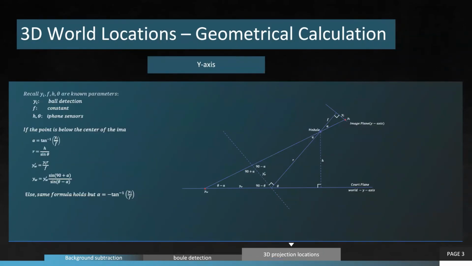To calculate the 3D world location of each ball, we use the camera angle, height, and focal length parameters from our filming device, in addition to the coordinates that we found before. We used basic trigonometry in order to find the formulas for the different axes. You can see here the formula for the y-axis.